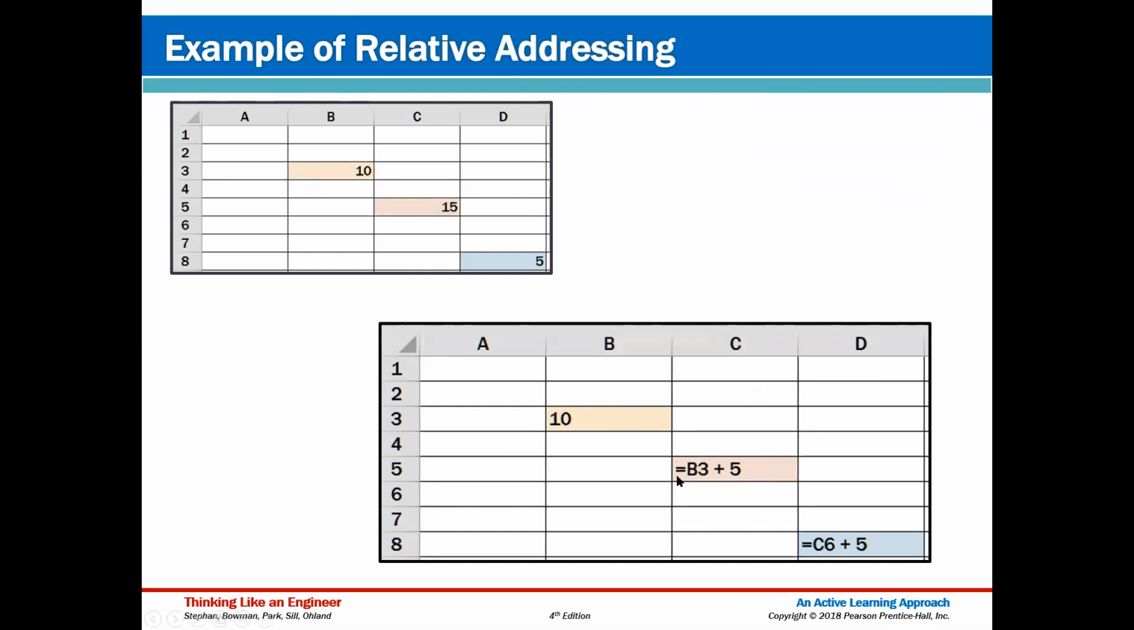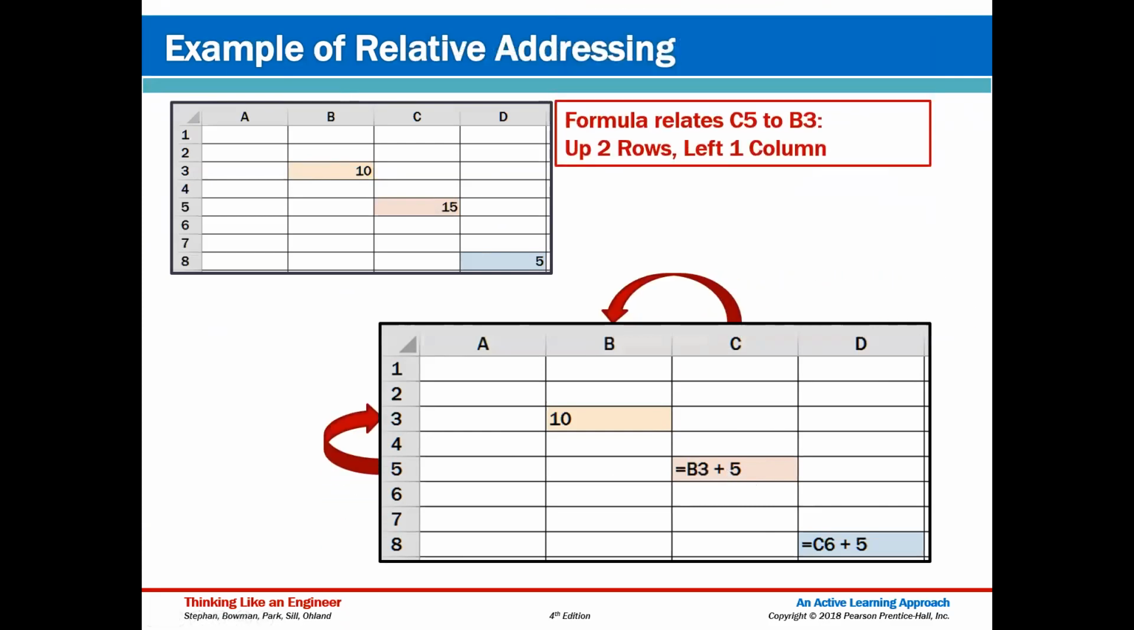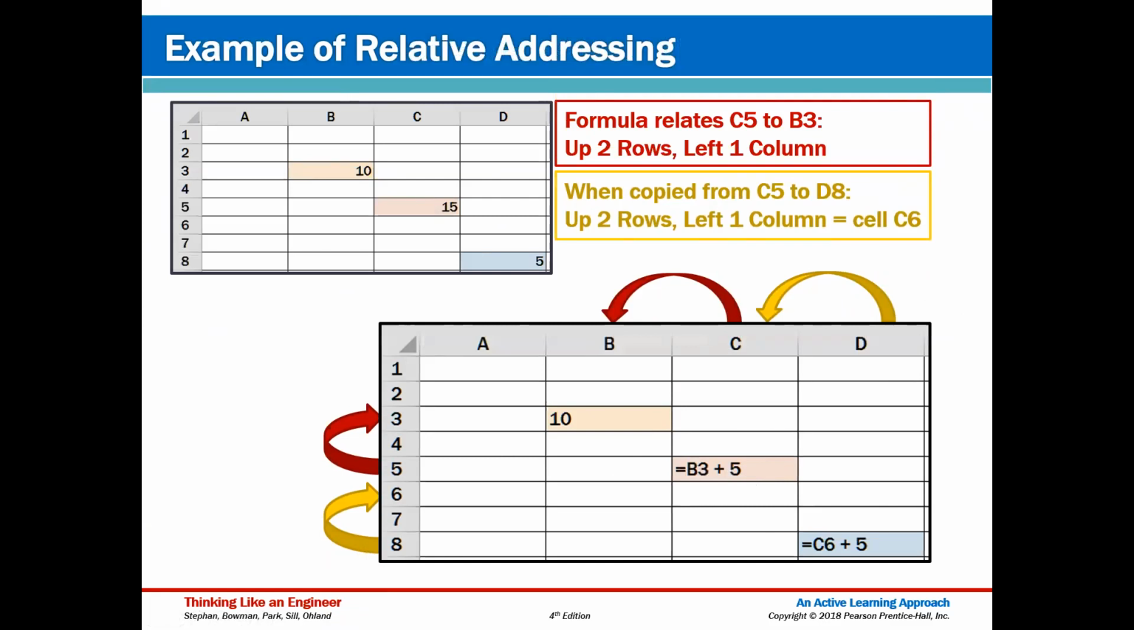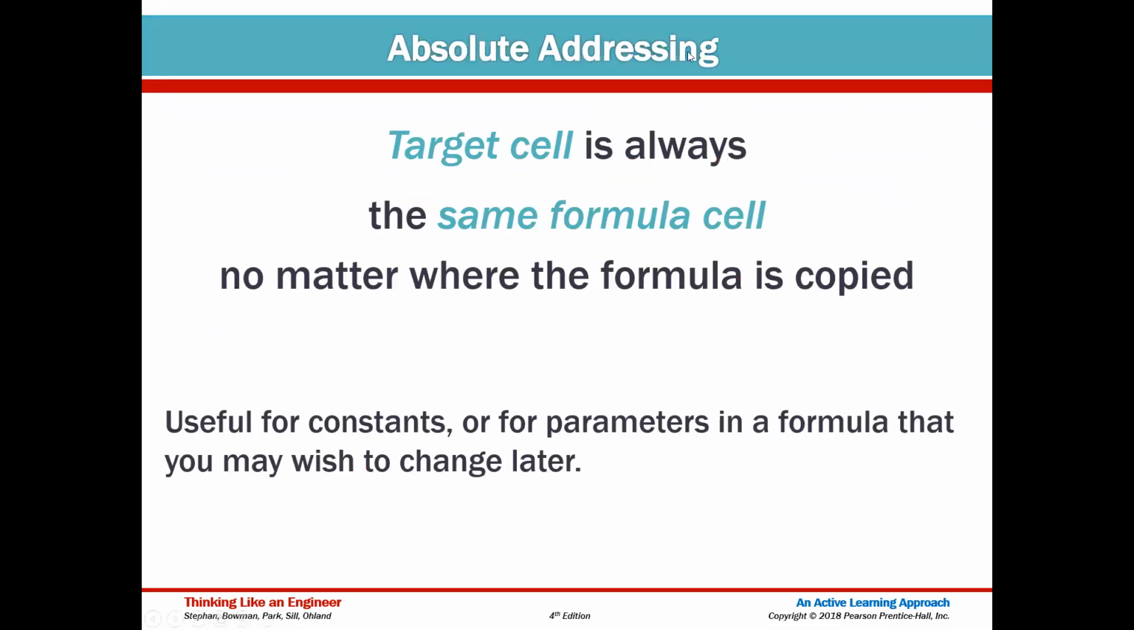When we copy and paste this formula into D8, it updates accordingly based on how many columns we move to the left or to the right, and how many rows we go up or down. When our formula in C5 refers back to B3, we are referencing something that is up 2 rows and left 1 column. When we copy from C5 into D8, the cell reference goes up 2 rows and left 1 column, which gives us C6. Thus, we get a value of 5 in that cell.